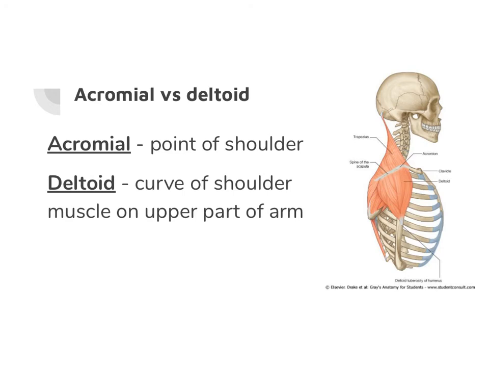so I want to go through some of the trickier ones to differentiate. When we were talking about the upper limb, we looked at acromial and deltoid. Just to differentiate them a little bit, the acromial is really that point, that bony projection that comes out of your shoulder, whereas the deltoid is the curve of your shoulder. That whole muscle on the upper part of your arm is the deltoid muscle. So that's the difference between those two.